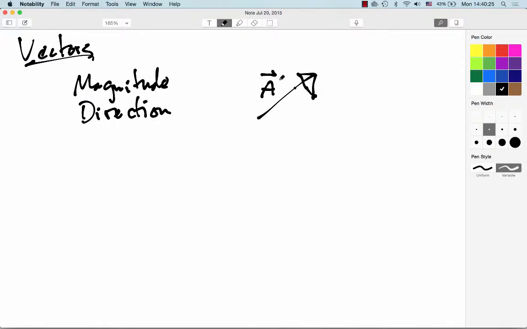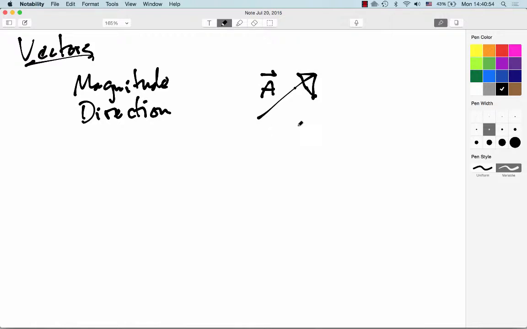I don't know what it represents yet. This is just a generic vector. Notice here that I put a little funky half arrow over the letter A. When you're handwriting, that's usually how you denote that you're writing a vector. Now your book will go ahead and instead write the letter A in boldface. That's kind of a common notation.